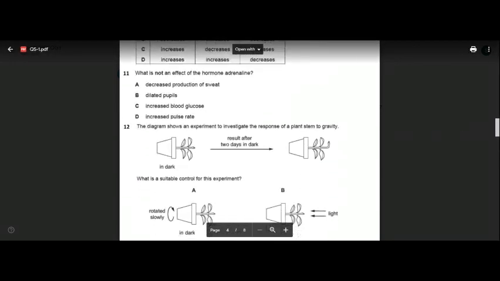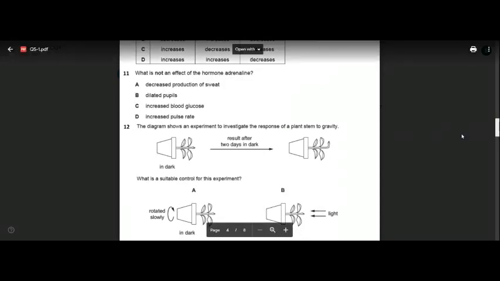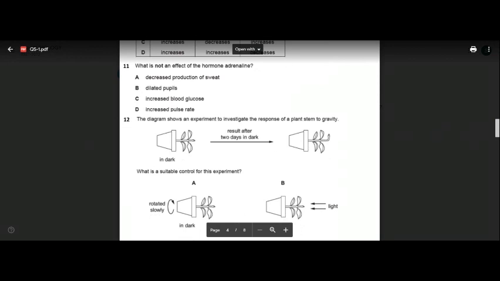Question number 11. I'm teaching you how to find the answer, how to read and get the information and use it to answer a question, and how to read the question and understand what it actually wants from you, step by step. I hope later you can do it by yourself. What is not an effect of the hormone adrenaline?